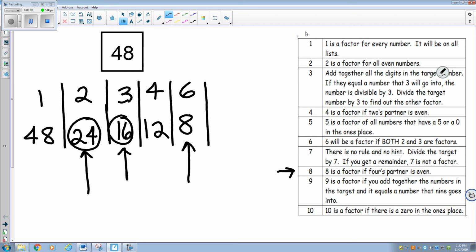Now this is a lot of work right here. And if the question is how many factors does 48 have, it's got 1, 2, 3, 4, 5, 6, 7, 8, 9, 10. So 48 has 10 factors.